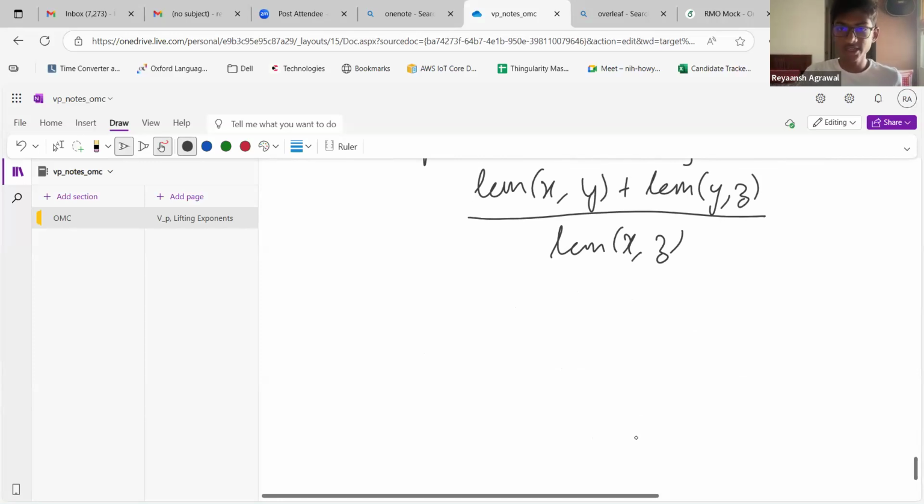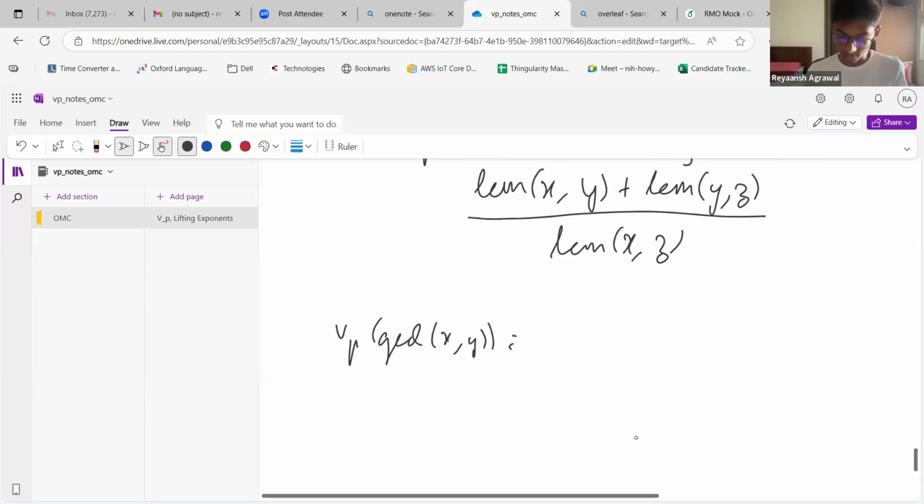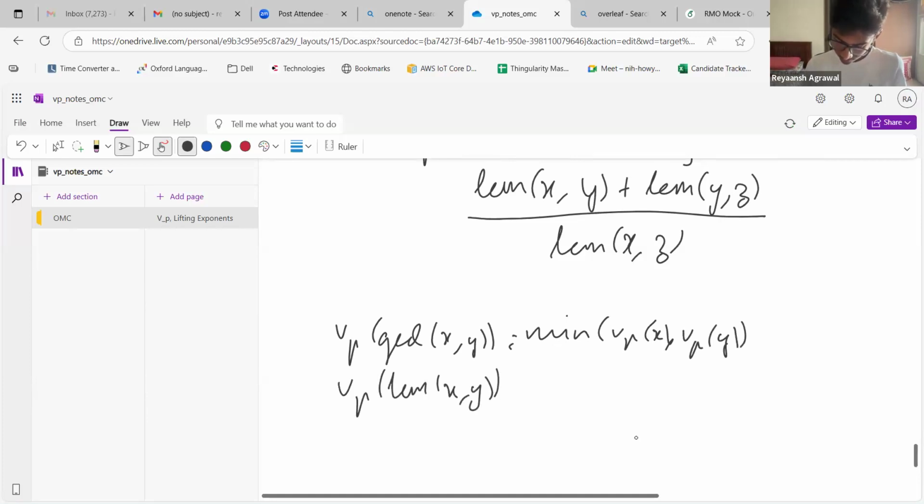First of all, any ideas on GCD and LCM, what their vp would be? It's the min of the two. Yeah, exactly. Min of vp of x comma vp of y. And LCM would be what? The max. Yes, LCM would be max. And now let us go back to this problem.